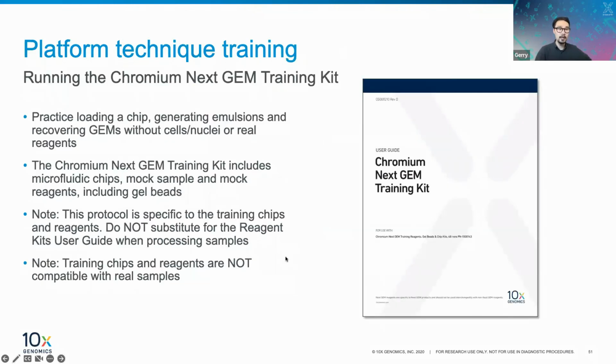For the people attending the two wet lab training sessions that are coming up, since we already have people providing their own samples, what we will actually do in these sessions with the people that aren't providing their own sample is run a training kit. This is so you can get some hands-on experience with loading the chips and running the instrument. Obviously, the people providing the samples want to handle their own samples and probably don't want other people handling them. So we will practice loading a training chip, generating emulsions and recovering gems without any cells or nuclei in them. So basically just using PBS or water.